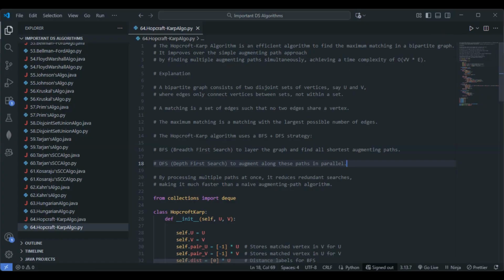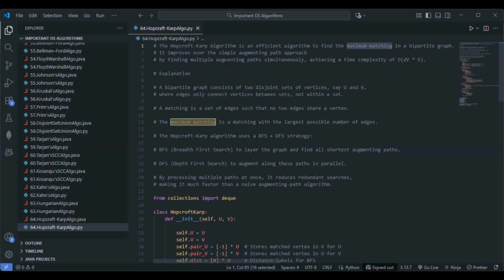The Hopcroft Karp algorithm is an efficient algorithm to find the maximum matching in a bipartite graph, right? This is also known as the maximum matching algorithm as well. Usually they call it the Hopcroft Karp maximum matching algorithm itself, right?